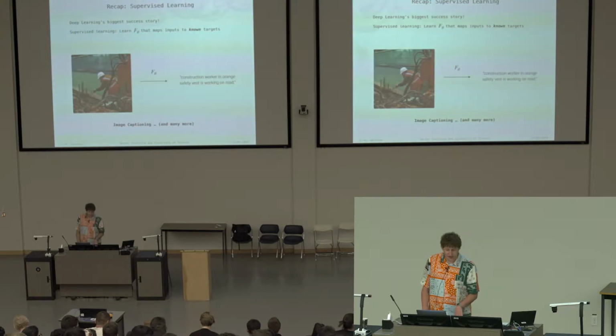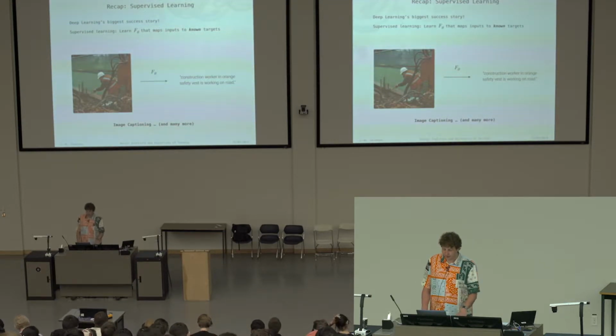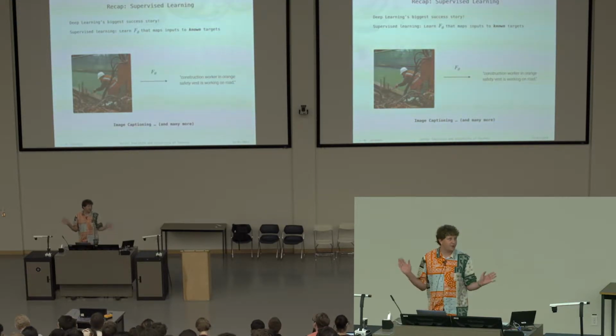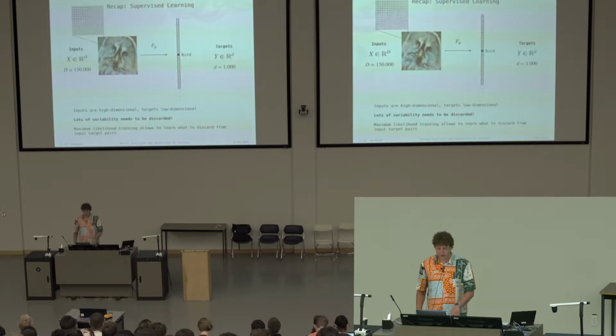Another example is image captioning. So given an image, you actually want to map it to a sentence. For instance, here, that image ought to be mapped to a sentence, which is: construction worker in orange safety vest is working on road. And there are many more examples of supervised learning, so I'm going to stop now and go into a more general characterization of it.